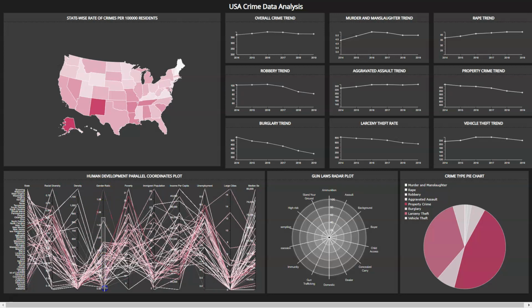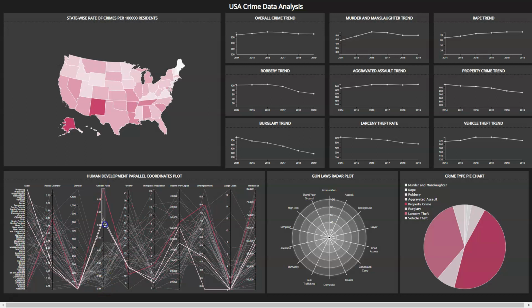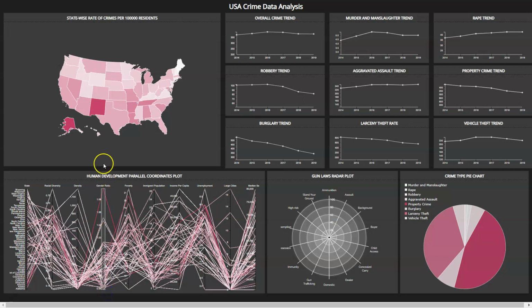Next we discuss gender ratio. As you can see, there is no very obvious trend with gender ratio, but Alaska is an outlier. It has way more men as compared to women, and it also has a very high crime rate, so we can deal with that info as we want.